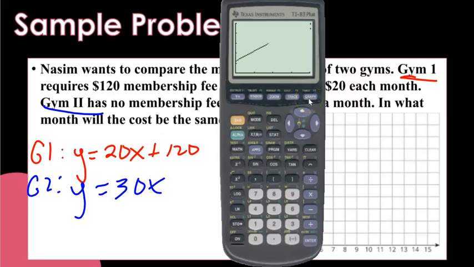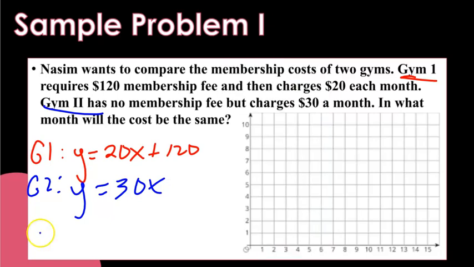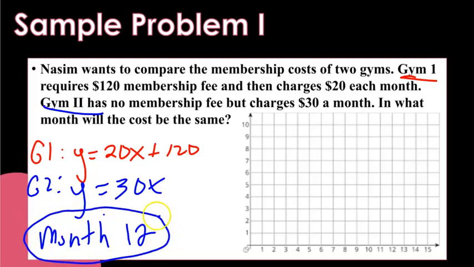Now if we hit graph, hit second trace, number 5 intersect, first line enter, second line enter, guess, enter, 12, and then 360. So in month 12, they will pay the same amount, which will be $360. So that is our lesson on solving systems of equations by graphing.